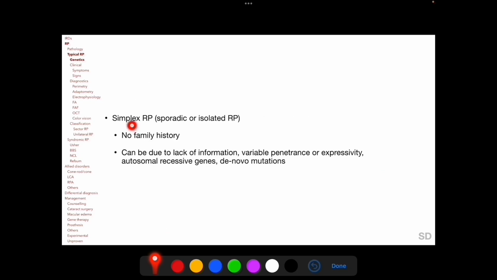Patients with simplex RP, as we have mentioned, do not have any family history, and simplex RP is also known as sporadic or isolated RP. And simplex RP can be due to lack of information, variable penetrance or expressivity, inheriting autosomal recessive genes from carrier parents, or de novo mutations.